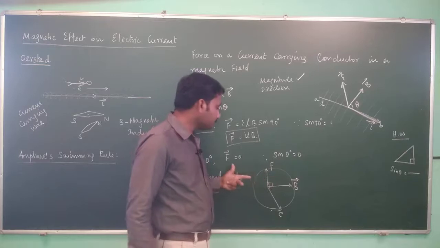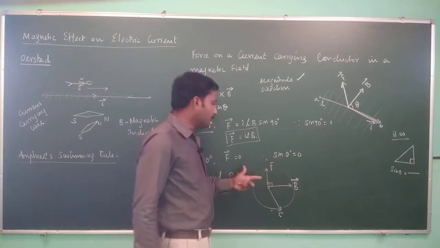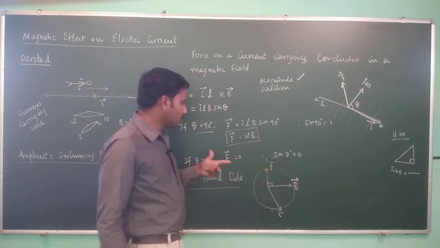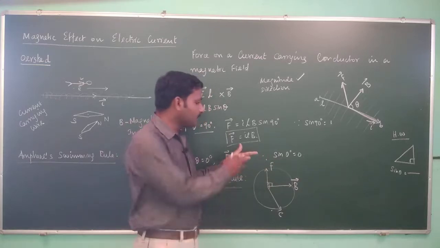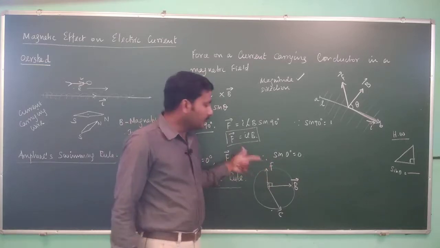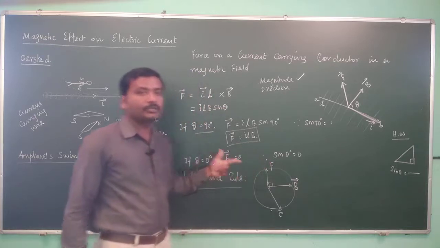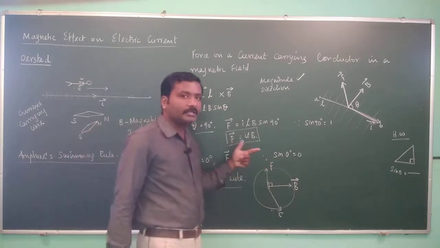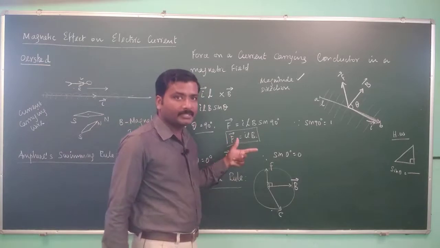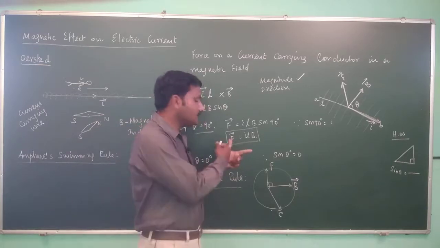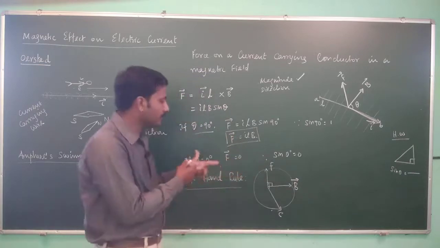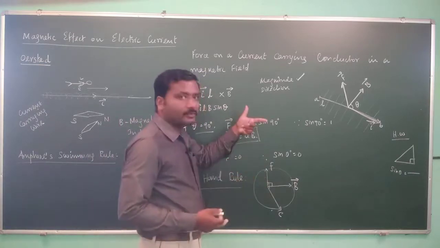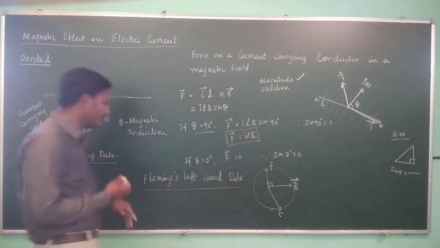The forefinger represents the direction of the magnetic field, and the middle finger represents the direction of the current. If both are lying perpendicular to each other, then the thumb represents the direction of the force. The thumb is perpendicular to the forefinger as well as the middle finger, hence the direction is going upwards. So this is Fleming's left hand rule.